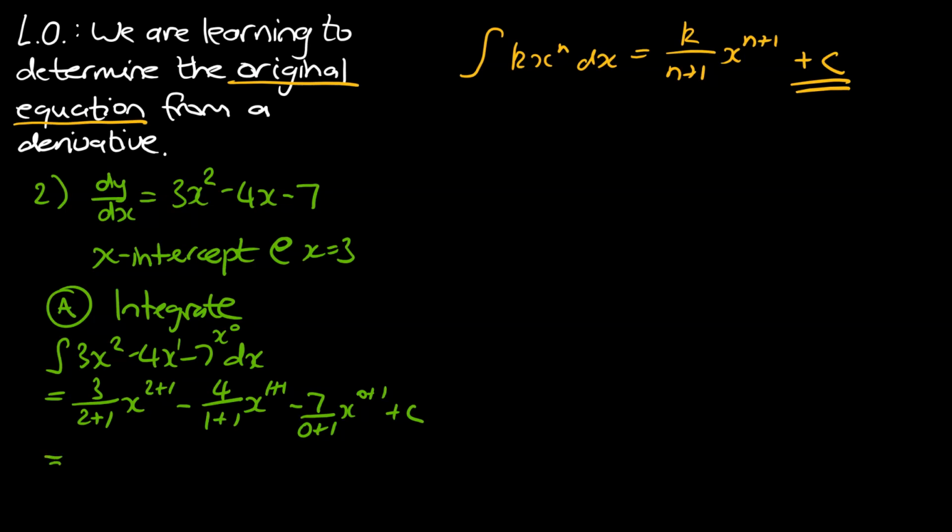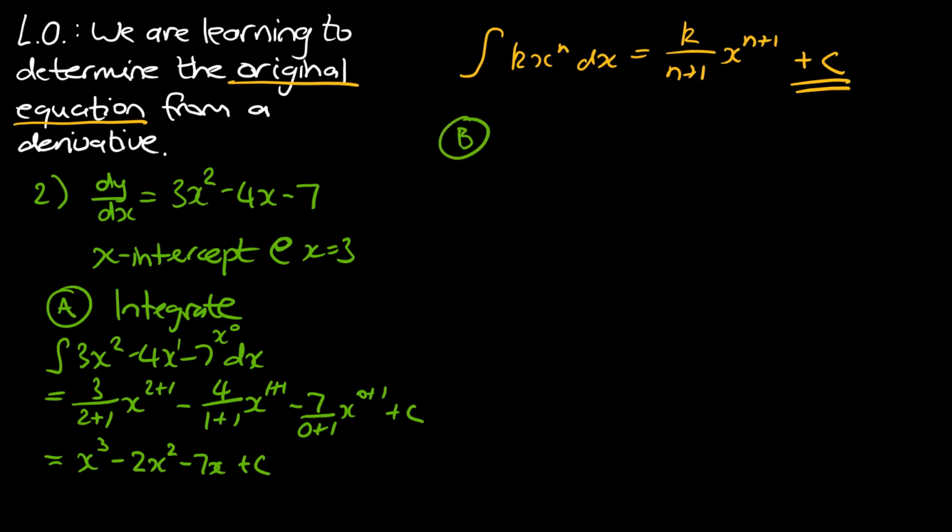We can then wrap up our integration. So we've got 3 divided by 3, that's just going to be x cubed. We're then going to minus 2, so 4 divided by 2 gets us to that, and then x squared. We're then going to go minus 7x, and then plus c. So that's our integral. That's the first point that we're looking for.